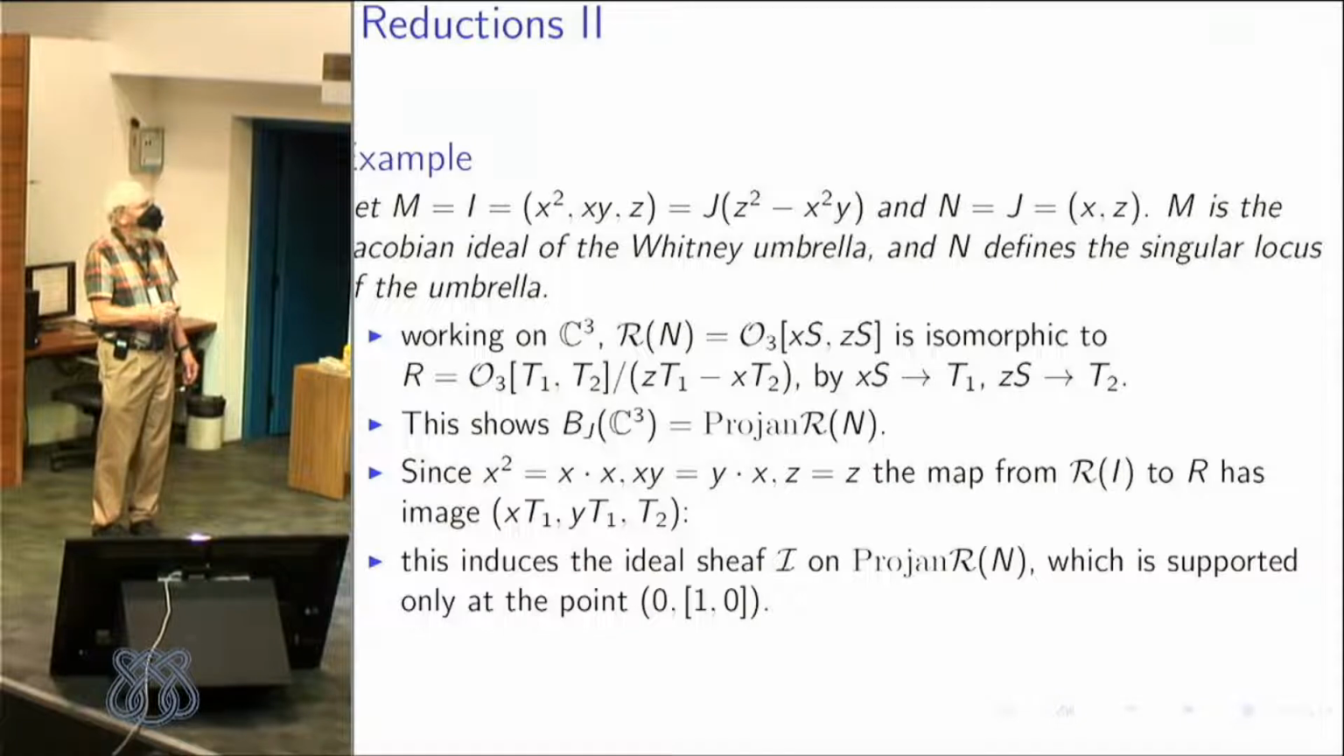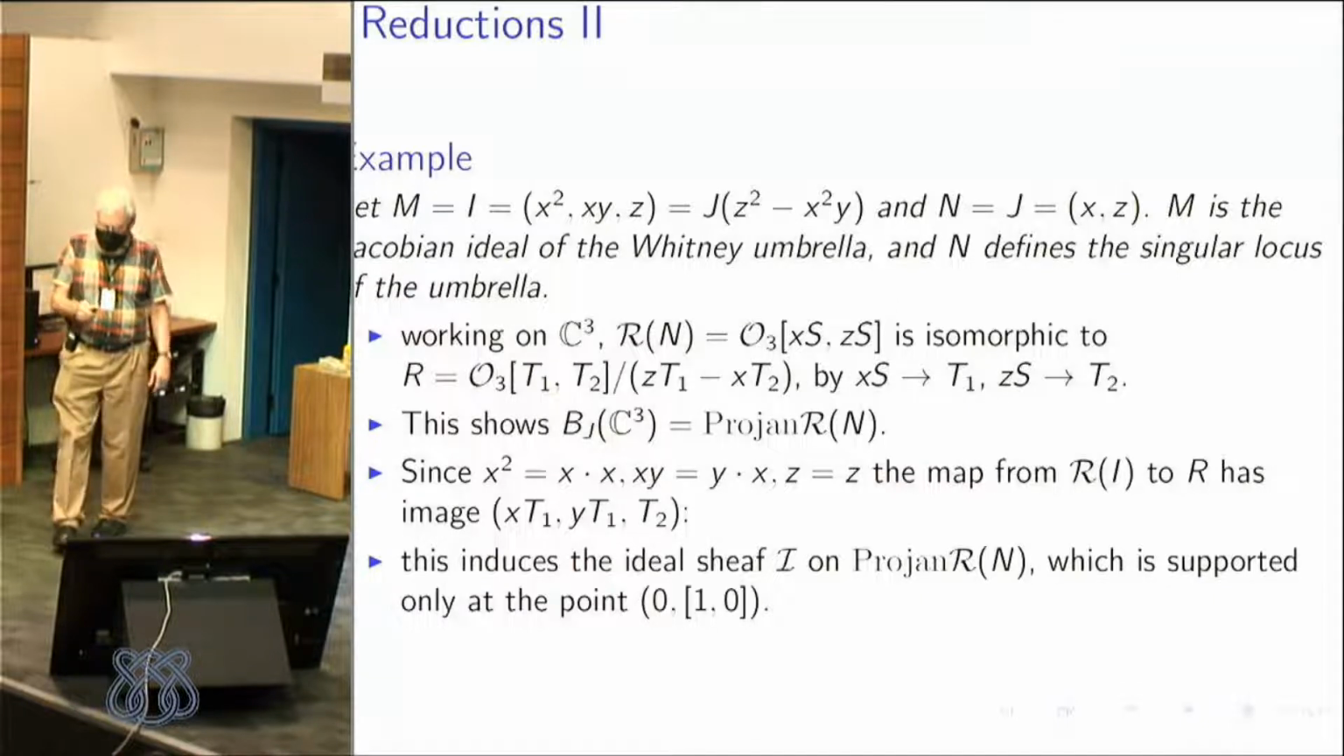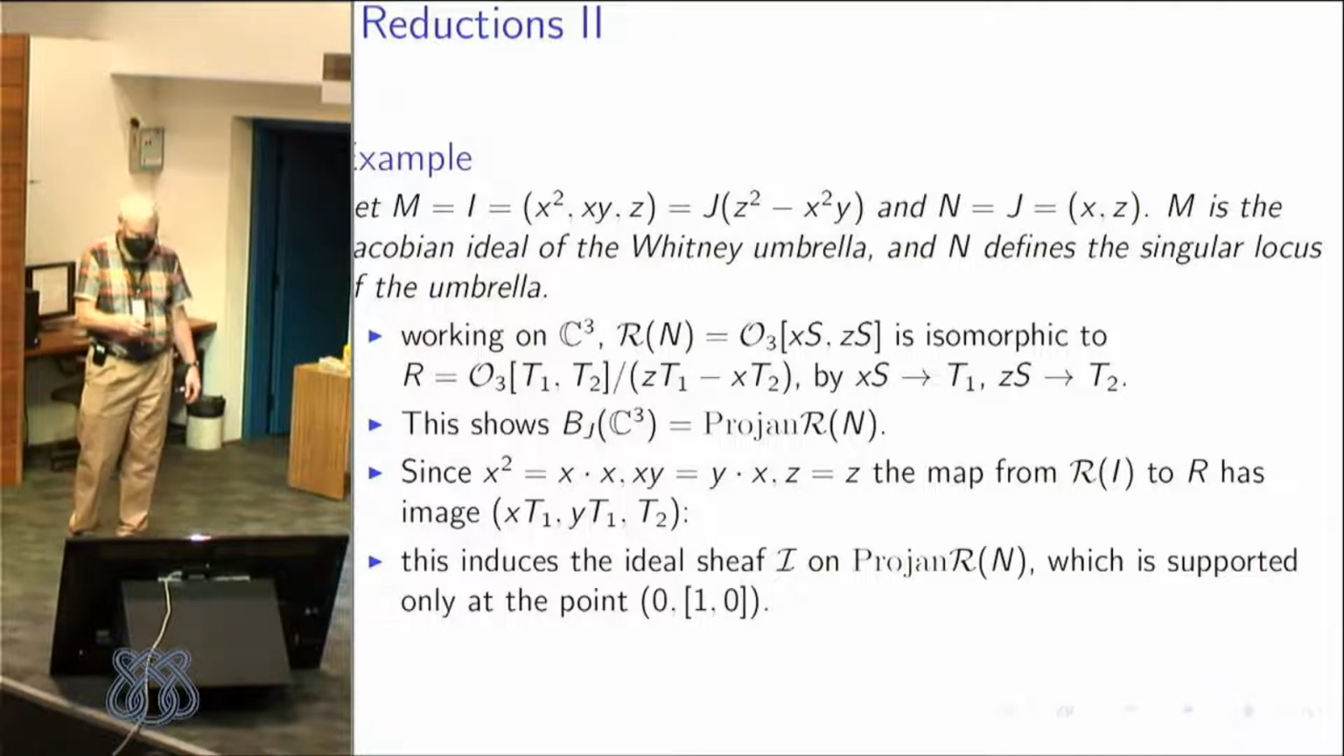Okay, so now we check, and we look at the ideal sheaf this induces on Proj of N. We see there's only one point where all 3 of these guys disappear. If T2 is 0, then we have to be at the point (1, 0). And then if T2 is 0, T1 is 1, and so x and y are both 0. So we get the origin cross (1, 0) as the only point in the vanishing of M.